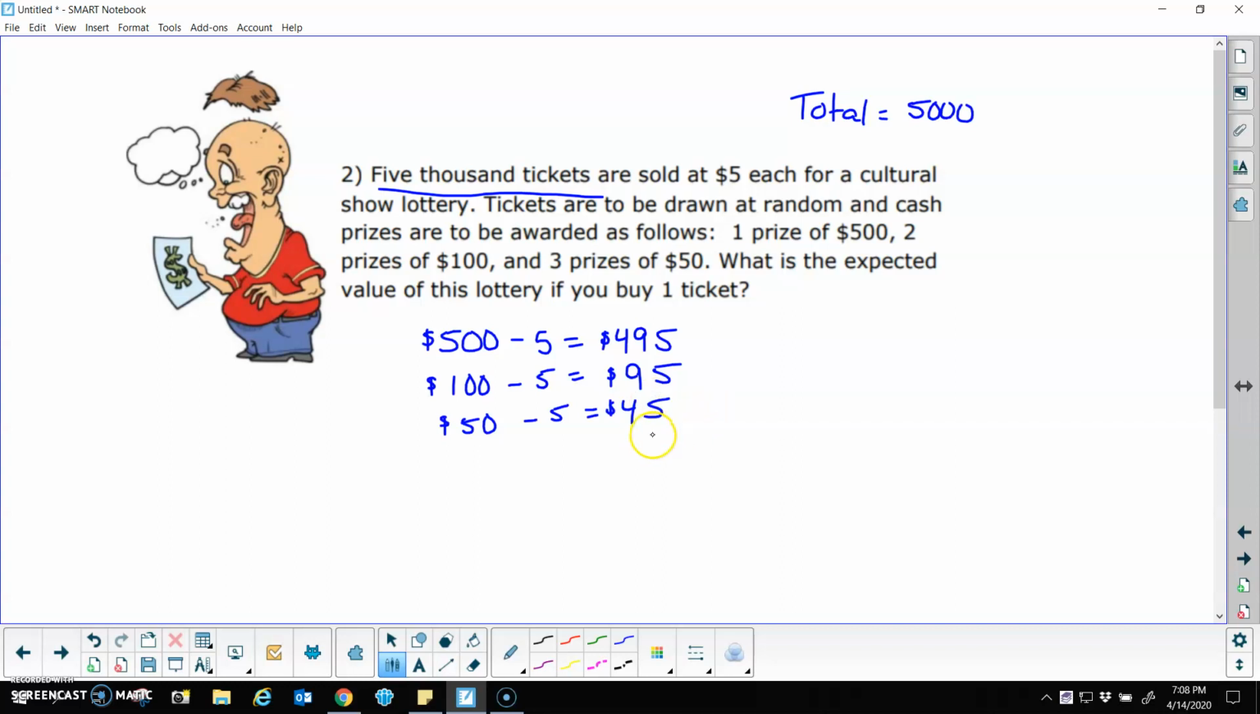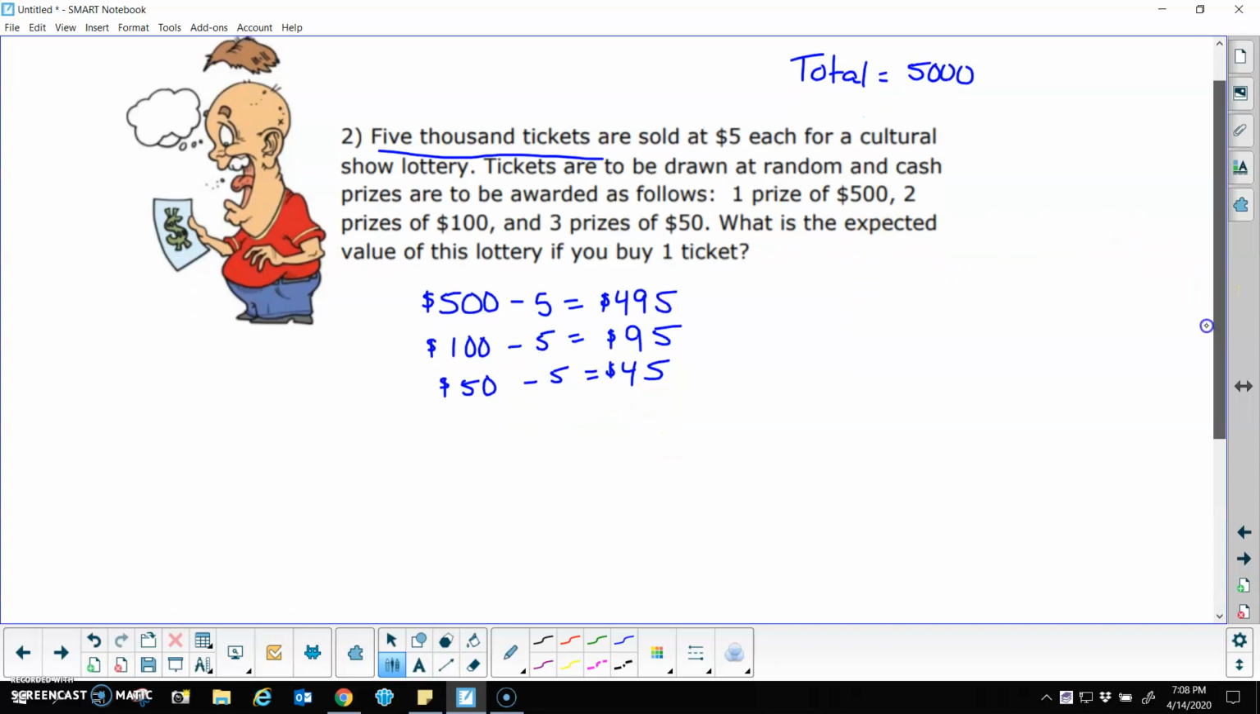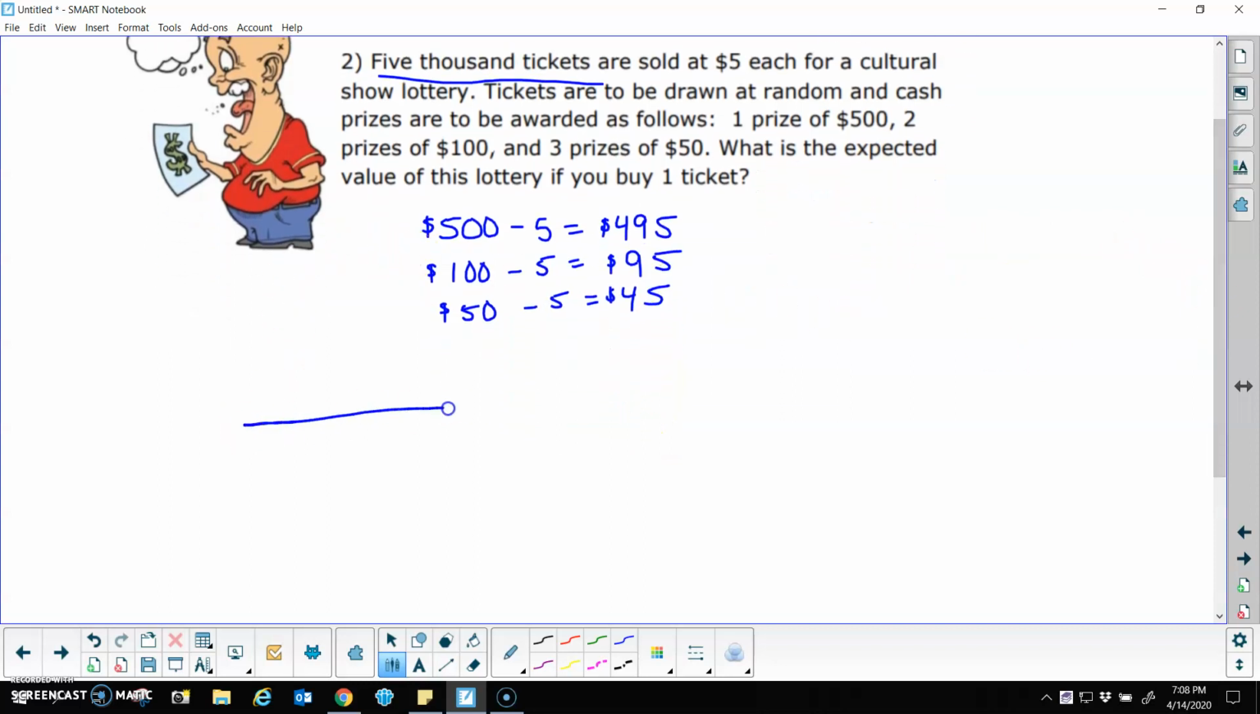Okay, so what we're going to do is make a table. Okay, so we can win.